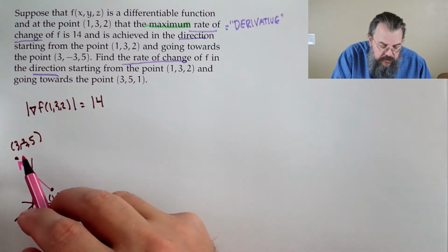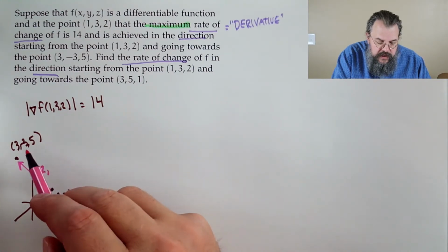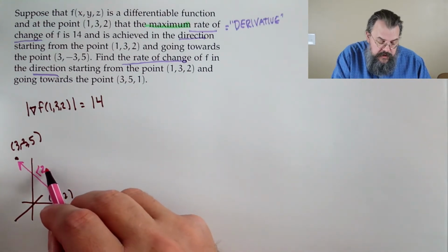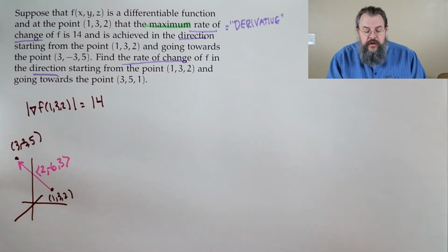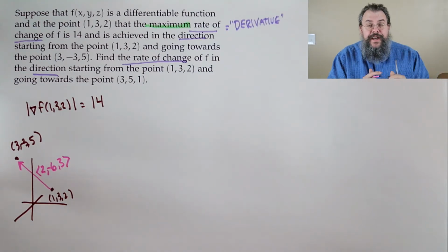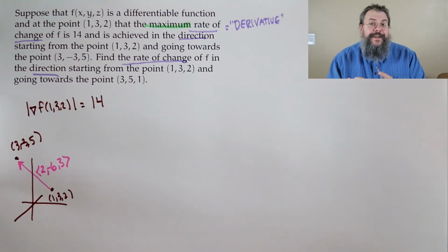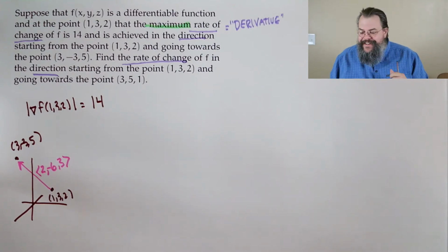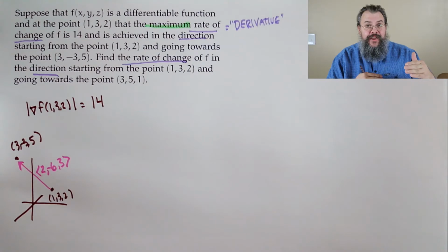So let's see, what do we have? Well, look at the differences. 3 take away 1 says you went up by 2. Negative 3 take away 3, went down by 6. And 5 take away 2 says you went up by 3. So (2, -6, 3) is in the same direction as the gradient vector. Now, is this the gradient vector? And why not? Well, you're right, it's not. Okay, good. But why not? Let's just be clear about that. Well, the problem is it may not be the right length. So we've got to make sure it is the right length.